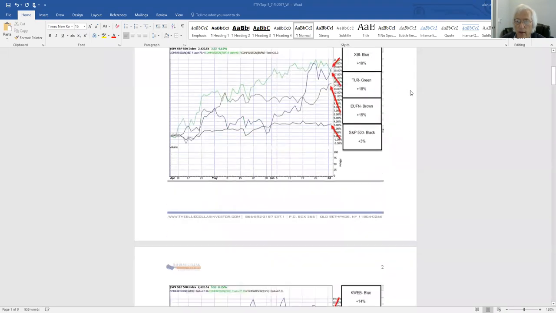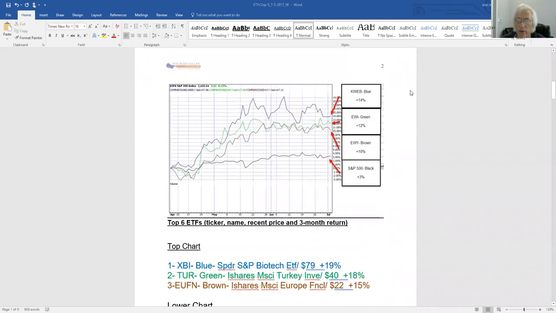Then we move down from page one to page two, and you see the next three securities, 4 through 6, in terms of price performance: KWEB, EWI, and EWY, which were up between 10 and 14% compared to the 3% of the S&P 500. So that's the top of page two.